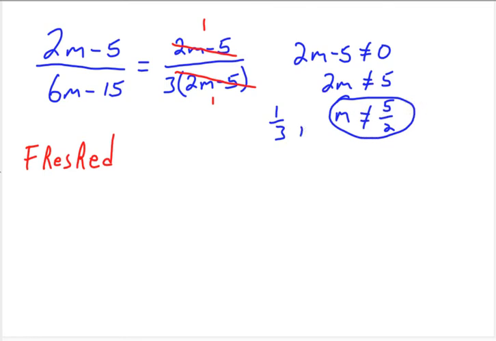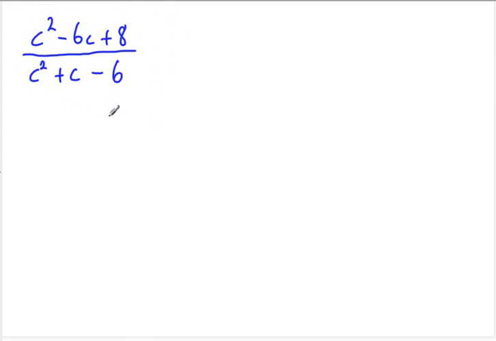Let's keep going. Now I have two trinomials in a fraction. So I need to FRED, factor, restrict, reduce first. So I'm going to factor the top.